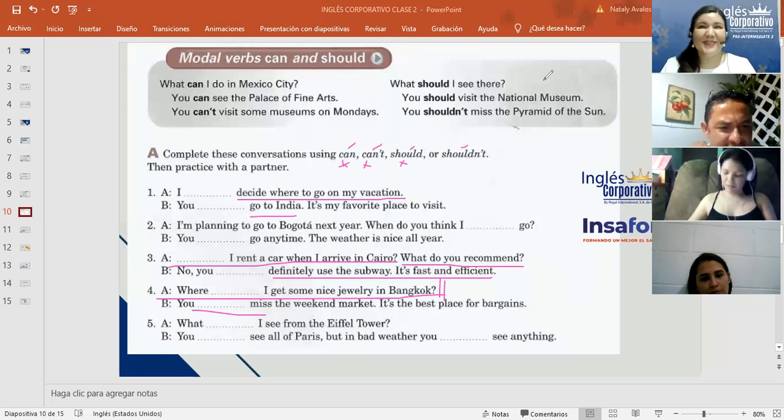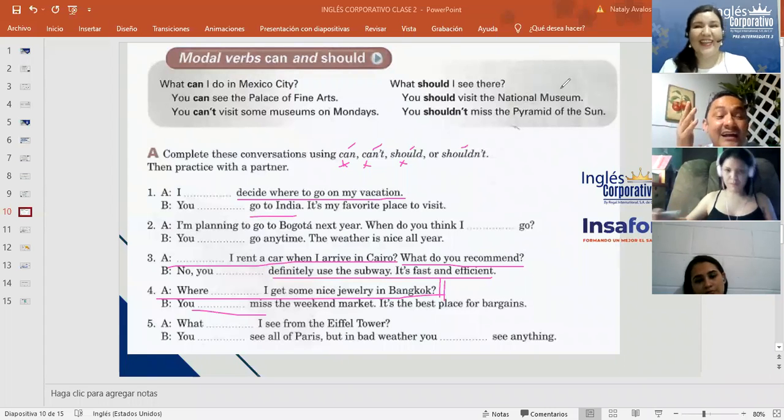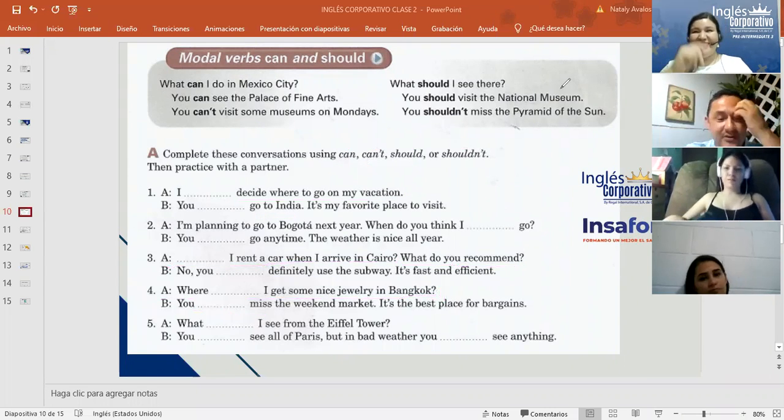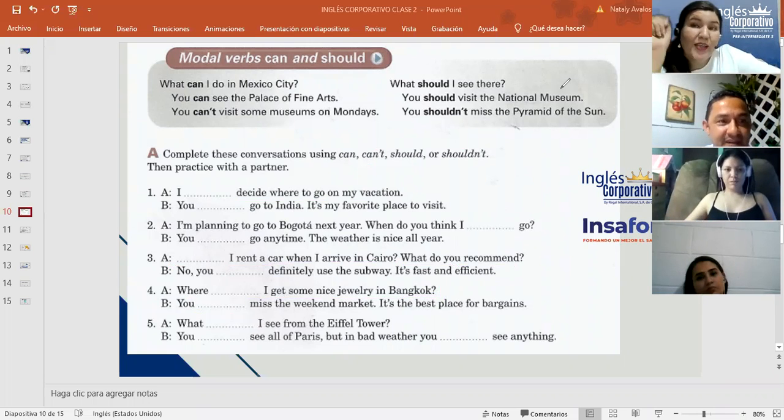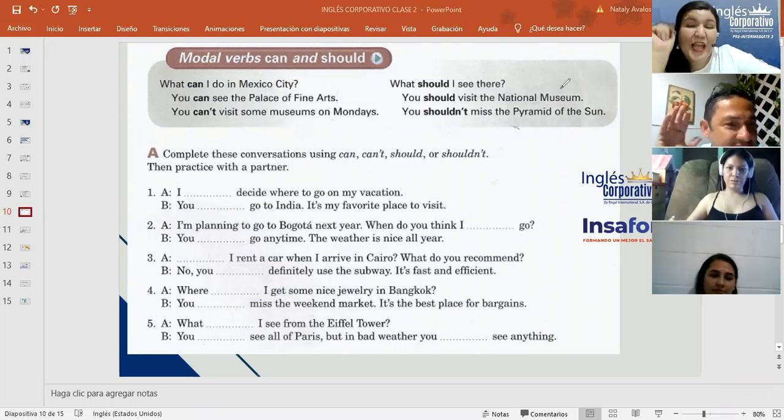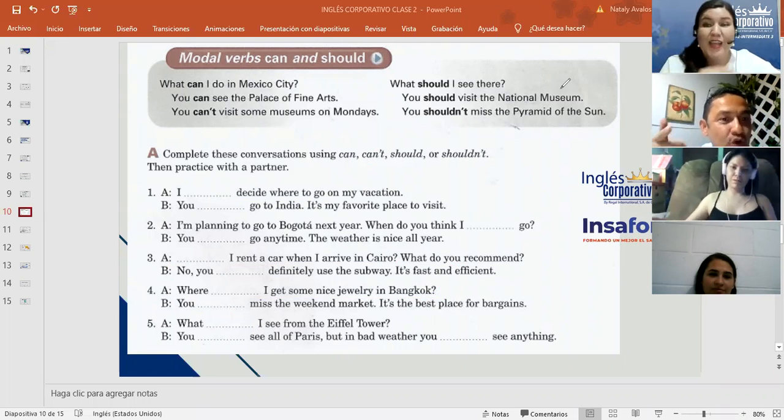In this sentence, miss means you can miss. No te puedes perder. What is the meaning? No te lo puedes perder. Okay? Missing, okay. So, do you know what is something that you cannot miss?